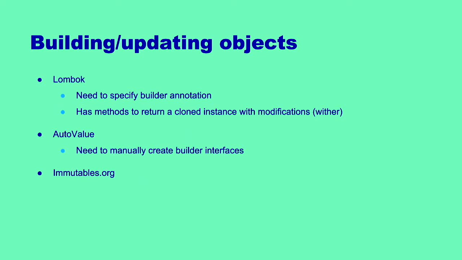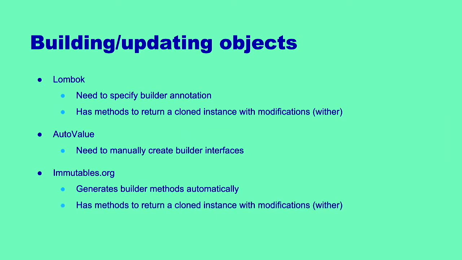For Immutables, the builder methods are automatically generated without needing an annotation. It also provides a wither method, like Lombok. On top of that, it also allows you to generate a modifiable version of a class, which can then be converted to an immutable instance. Here, Immutables is again the winner.